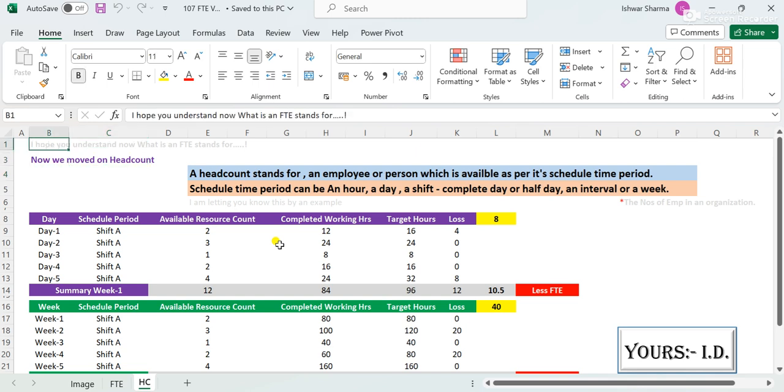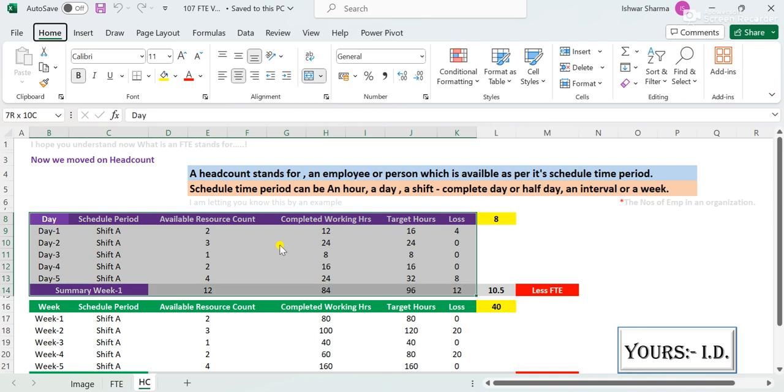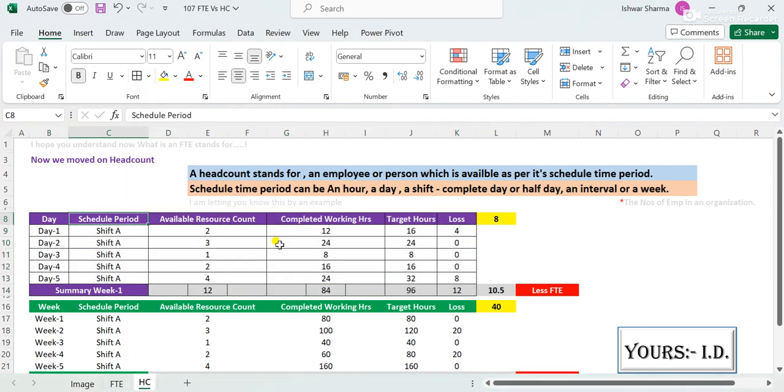Okay, so let's get more clarity with an example of whatever I have said here. This is an example which will clear up FTE and headcount. I have mentioned here day one, day two, day three, day four, day five. I'm just taking it as 5 working days in a week. So this is a big table.